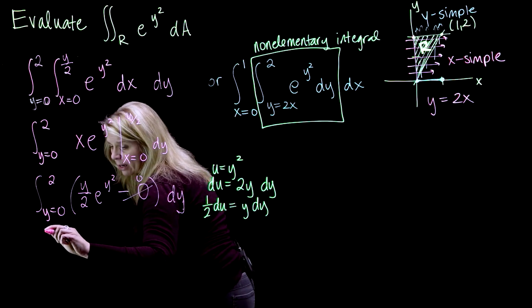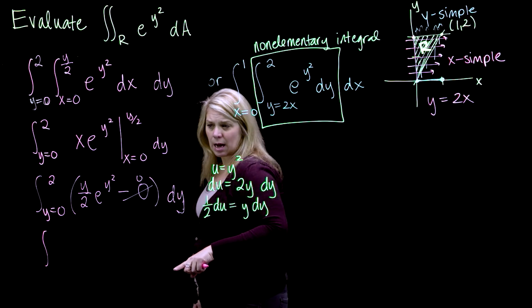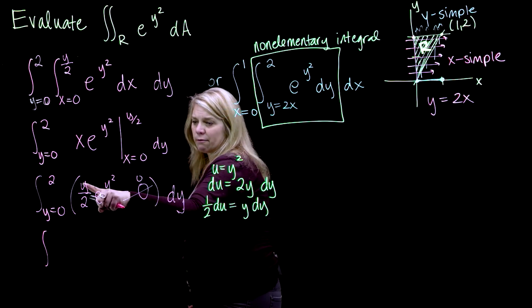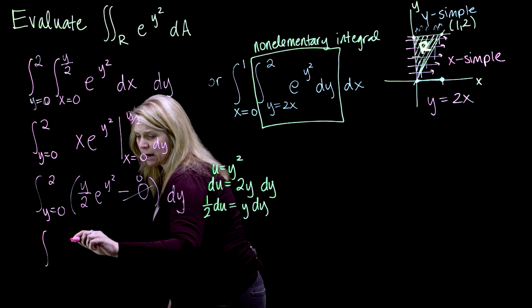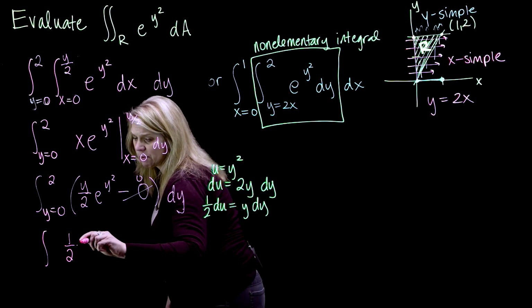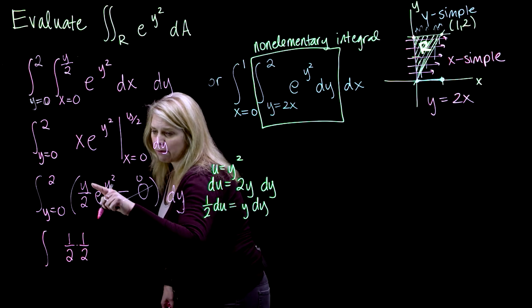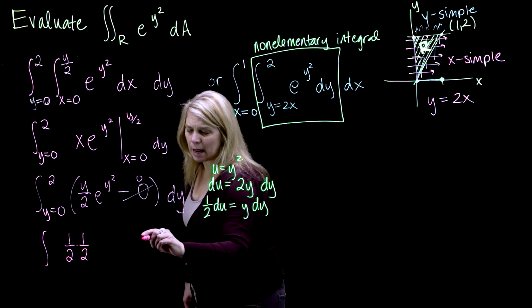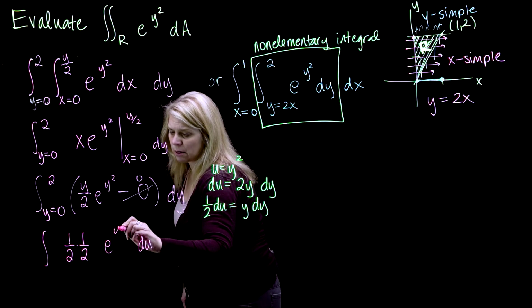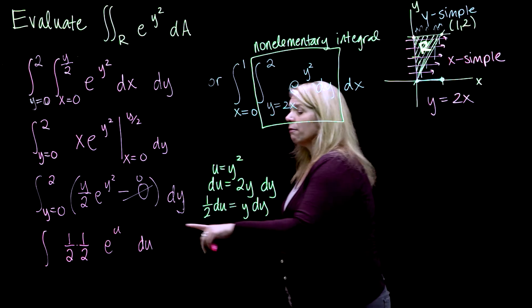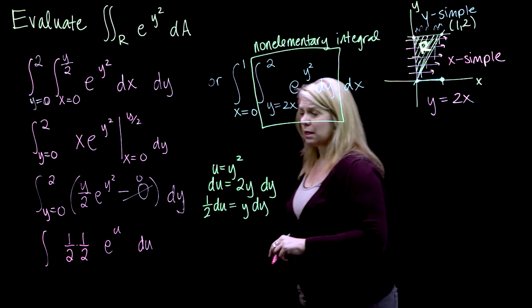I want to talk about what you need to not write, though. Okay, so in place of the y dy, I'm going to put 1/2 du. I've already got a 1/2 in here, so I'll have a 1/2 times 1/2, or 1/4. In place of the y dy, I'll put 1/2 du. And then in place of the y squared, I'll put u. So I have 1/4 e to the u du.